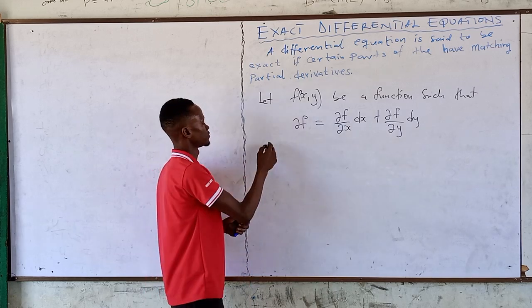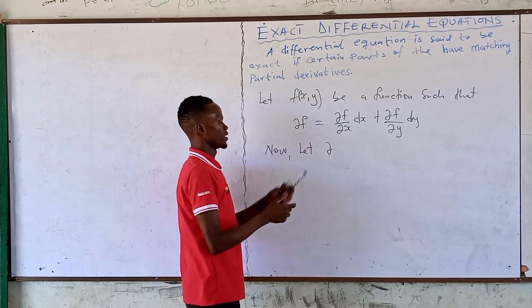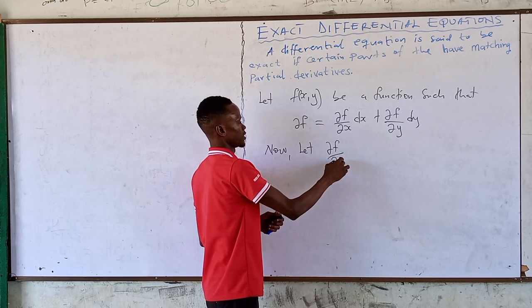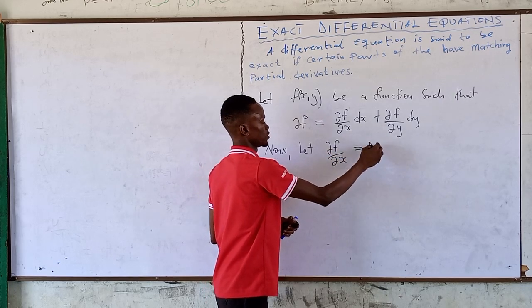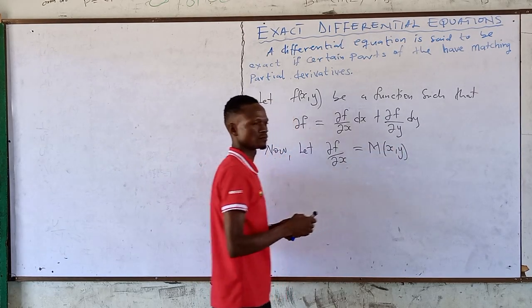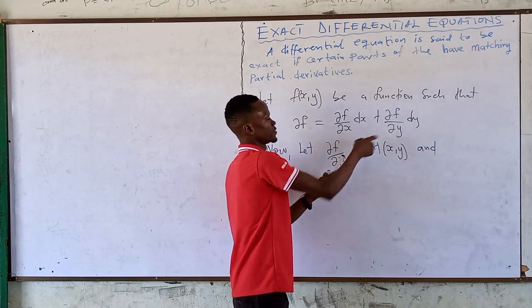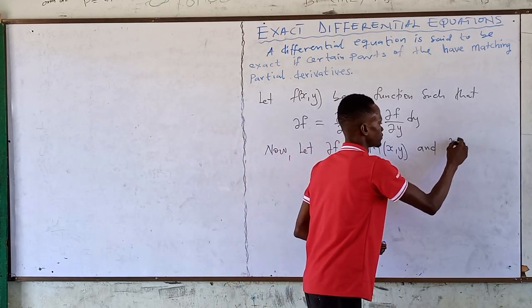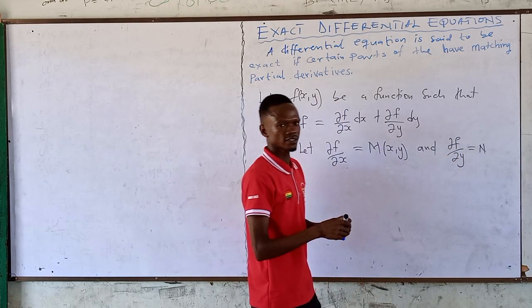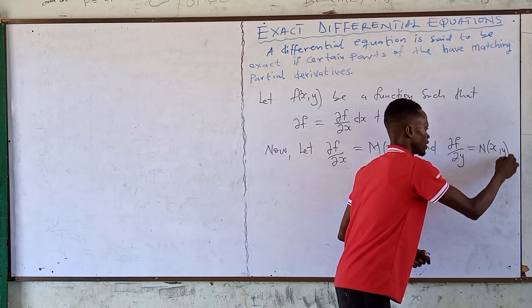And now, if we let the partial derivative of f with respect to x, that is del f del x, be equal to the function M, which depends on x and y, and del f del y to also be equal to the function N, which depends on x and y.